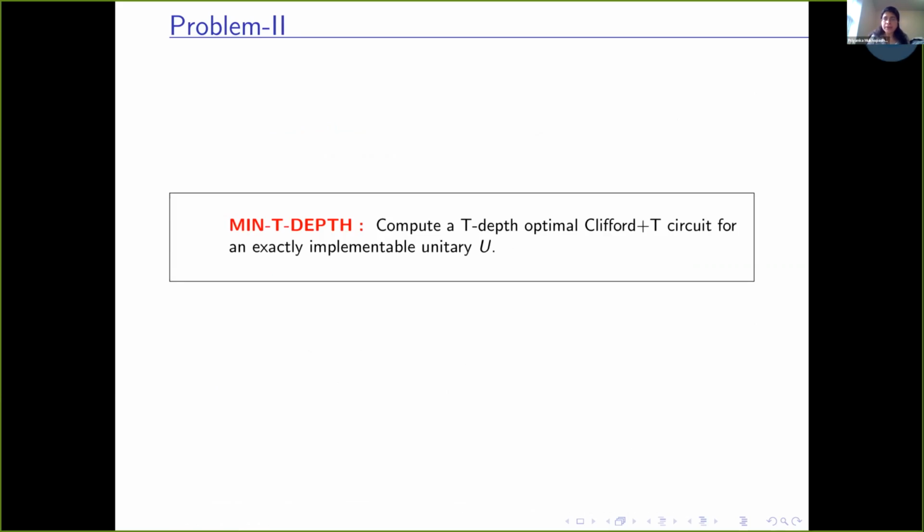In the second problem, min T depth, the task is to compute a T depth optimal Clifford plus T circuit for U. And in the decision version, we have to decide if the T depth of this unitary is at most some positive integer d.